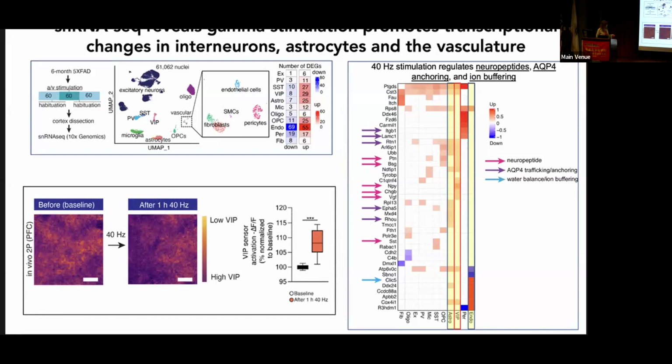And another class of genes I want to point out are highly upregulated in astrocytes. And these genes are known to regulate aquaporin-4 trafficking and membrane localization. So as I mentioned, aquaporin-4 is a water channel expressed by the astrocyte endfeet, and their polarization is known to be important for the lymphatic clearance.